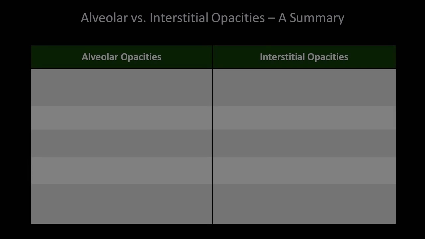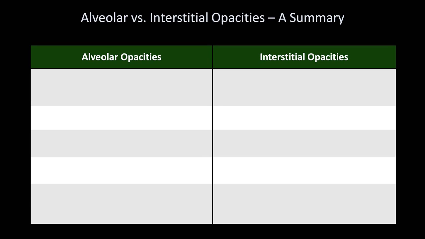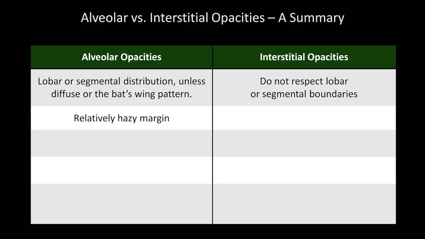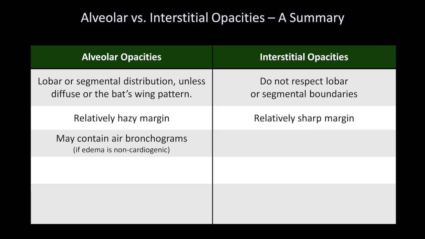I'll close this video with a summary of a comparison between alveolar and interstitial opacities. Alveolar opacities show lobar or segmental distribution unless they are diffuse or in the bat's wing pattern, while interstitial opacities do not respect lobar or segmental boundaries. The margin of alveolar opacities is relatively hazy, while interstitial opacities have a relatively sharp margin. Alveolar opacities may contain air bronchograms if they are caused by non-cardiogenic pulmonary edema, while interstitial opacities are generally devoid of them.